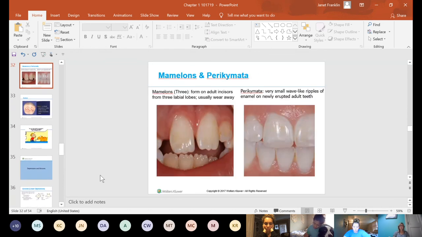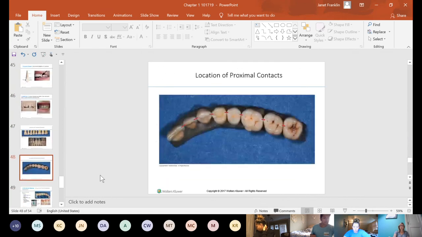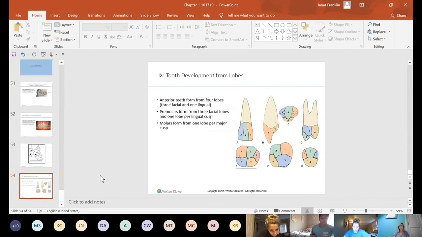So the picture with the mammelons, if you look at those incisor teeth, they each have three mammelons. The mammelons correspond with the lobes. So when you're looking at the front of the teeth and you see three mammelons, the front teeth have three lobes. They developed from those three lobes, and the mammelons guide them into the gum tissue. And then the fourth one is the cingulum. Remember, on the back of the tooth, you had something called a cingulum. That is your fourth lobe. So anterior teeth form from four lobes. That's the case with all of your anterior teeth.